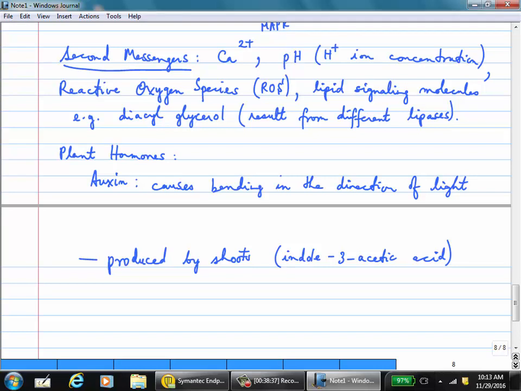Because then on the shaded side there's auxin, and people have done experiments because it's produced from the tip of the plant. If you block the path from the tip of the plant to the base, then even when you have light, it doesn't bend. Those experiments, biologists have already carried out. Another plant hormone is what is called gibberellin, and this one promotes stem growth.